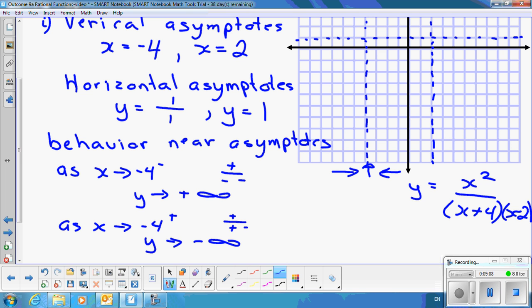And so what happens is that as x approaches -4 from the positive side, y will approach negative infinity. So as we come from the right-hand side, our function is going to approach negative infinity. And so we have our second branch.